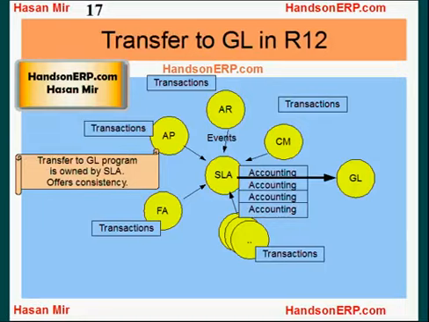And now there's one single program to do the transfer to GL. It's called the create accounting program. That would create accounting as well as do the transfer to GL. And that program is owned by SLA, even though you can call that program from all different modules that create accounting, it is basically run by SLA, it's owned by SLA. So now it offers consistency. No matter from which module you are running that program, it will always have the same parameters and same way of running. So from AR to GL, if you want to do the transfer, you're going to call the create accounting program, and the same program would be called from any other module like accounts payable. Now we have a consistent way of running transfer to GL.